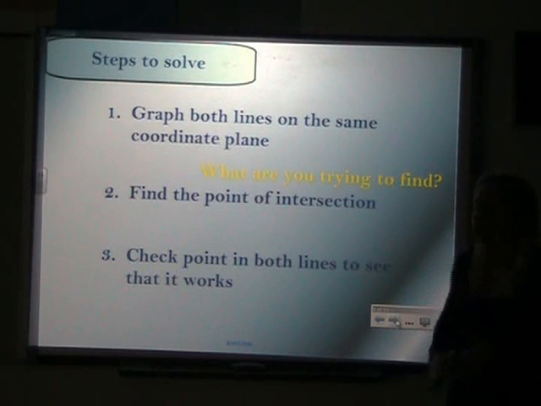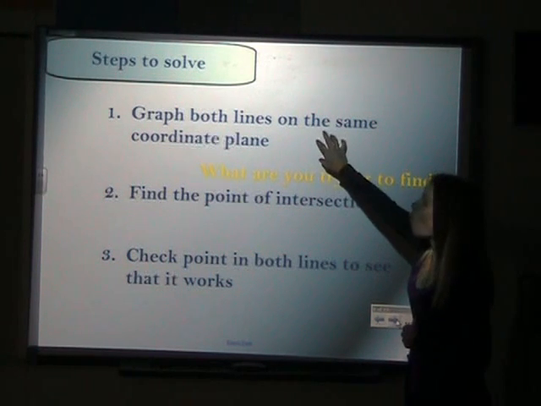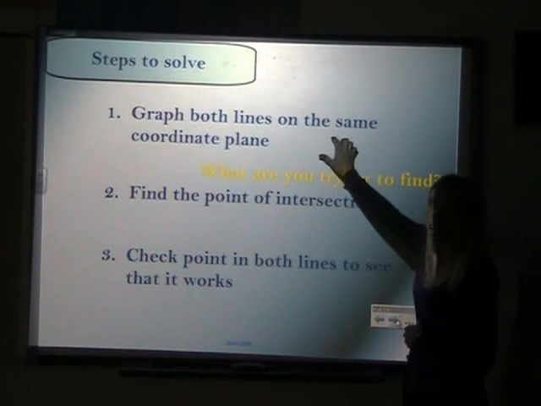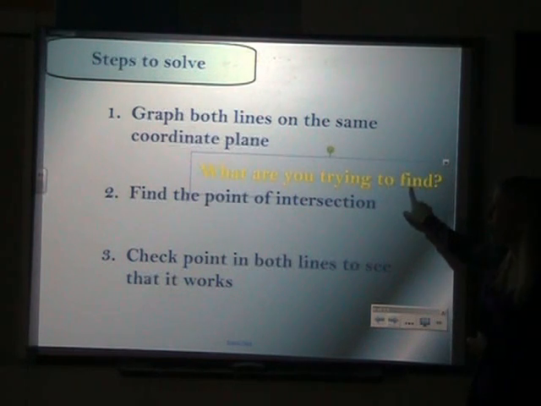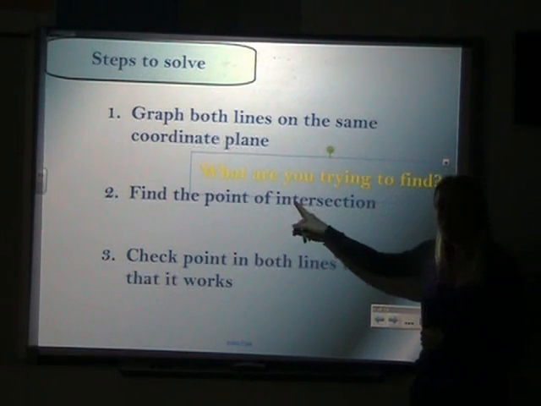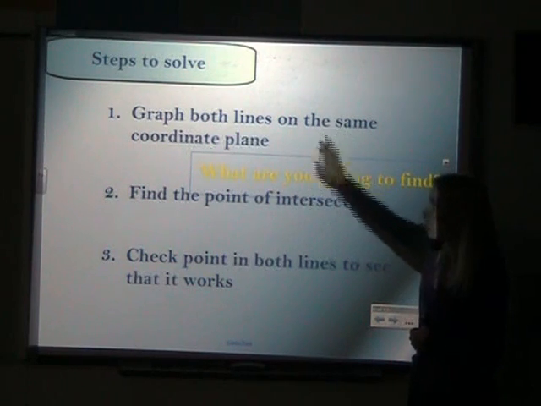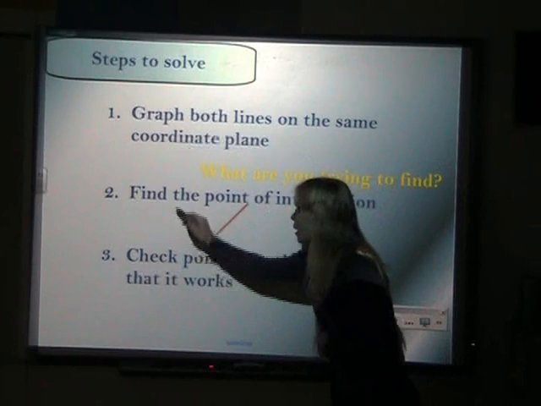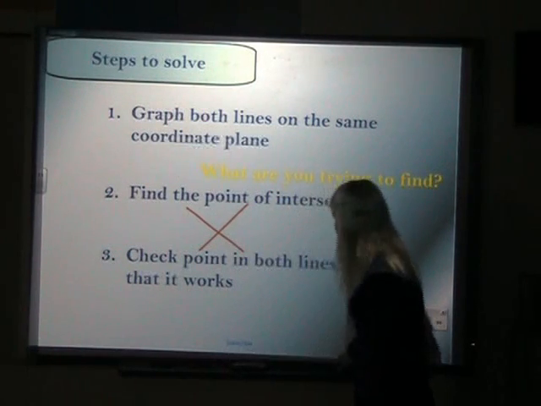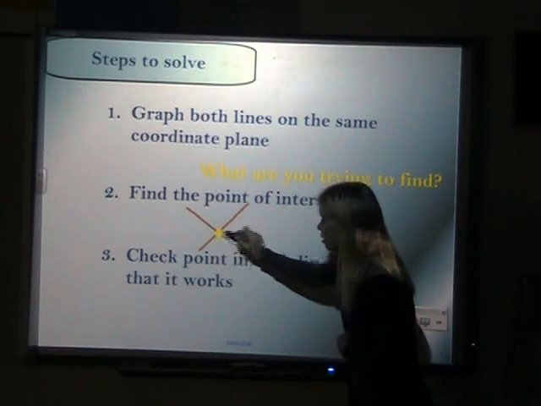So our steps to solve, we're going to start off and we're going to graph both lines on the coordinate plane, the same exact plane. What are we trying to find? That point what they both have in common. So I'm going to take my graph and I'm going to find out what is this point. If I have two lines on my graph, I'm trying to find what is this point.